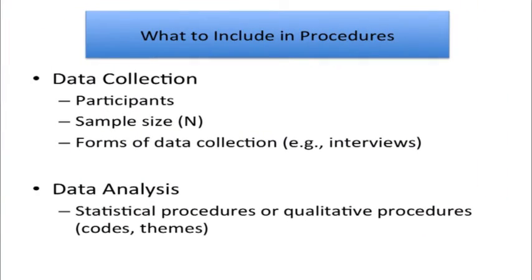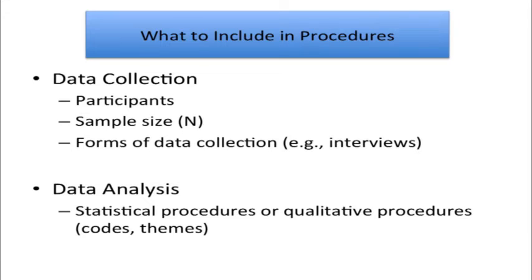In data collection, I often think about the participants. I want to put a bullet about who the participants are. Say adolescent girls. And then I want to put in information about sample size. My sample size might be 200. And then the forms of data collection. Well, it might be interviews or surveys. Those 3 elements, I think, go into bullets under the data collection phase. Some people like to put also the variables that they are measuring, especially in the quantitative phase of the project.